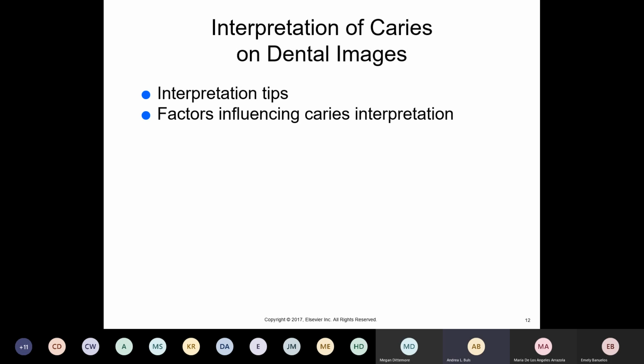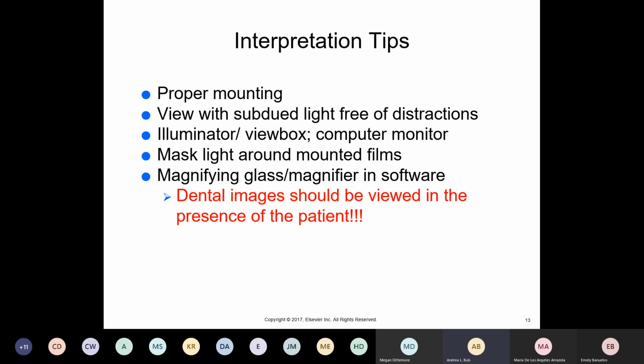So we'll talk about some tips for interpretation and some factors that can influence our interpretation. Number one, proper mounting.